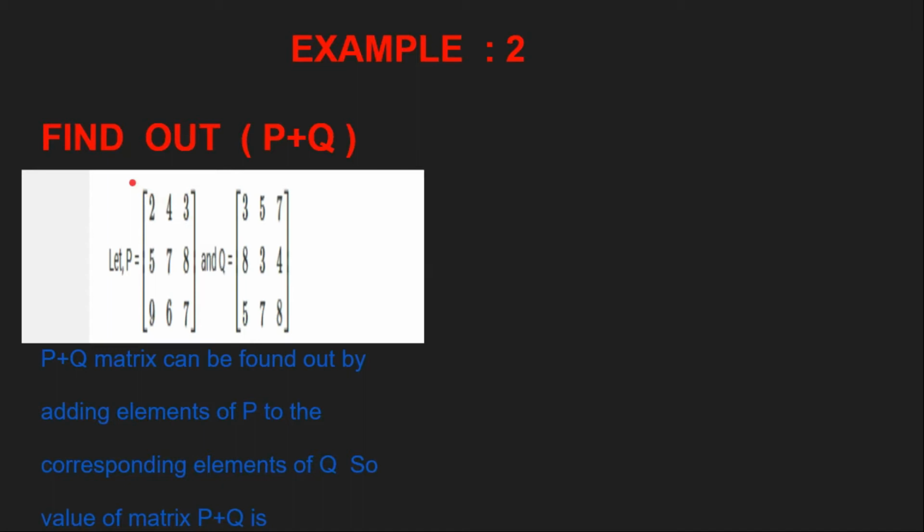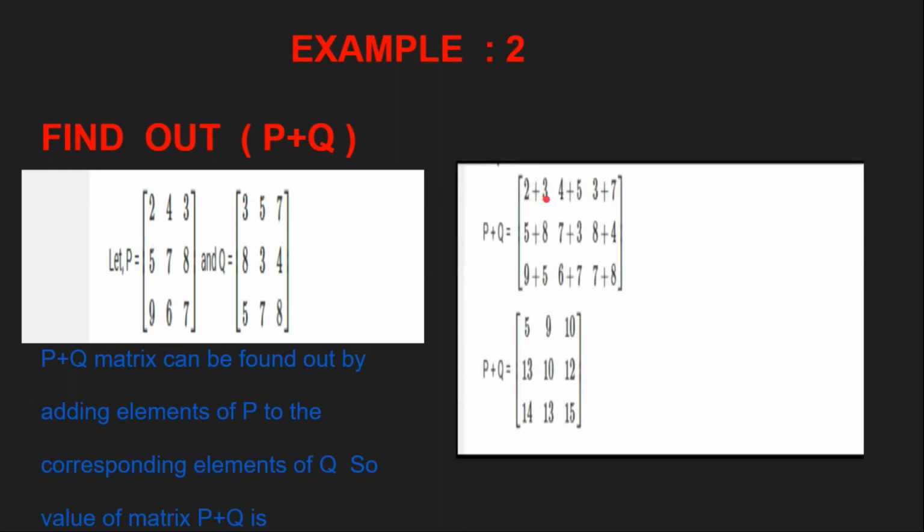As you know, we have to just add the corresponding elements of P with the corresponding elements of Q, and in the end of the day, you have to find P plus Q. So see here, guys. P plus Q is nothing but just add 2 with 3, 4 with 5, and 3 with 7. You are getting this. Similarly, you have to do this with this row and this, and in the end you also do this with this and this. So in the end you are getting P plus Q. So this was all about this example.